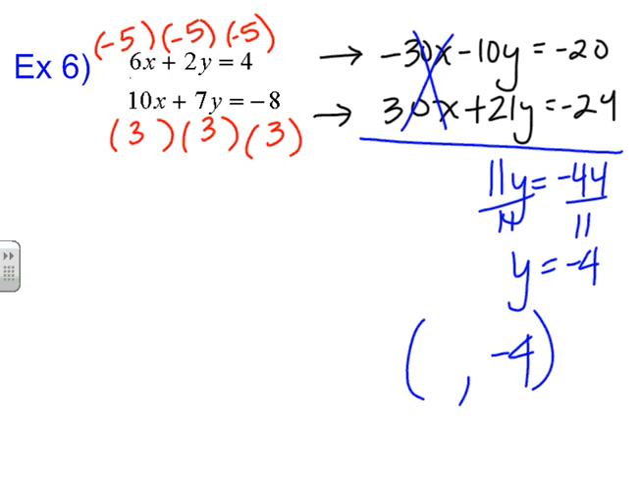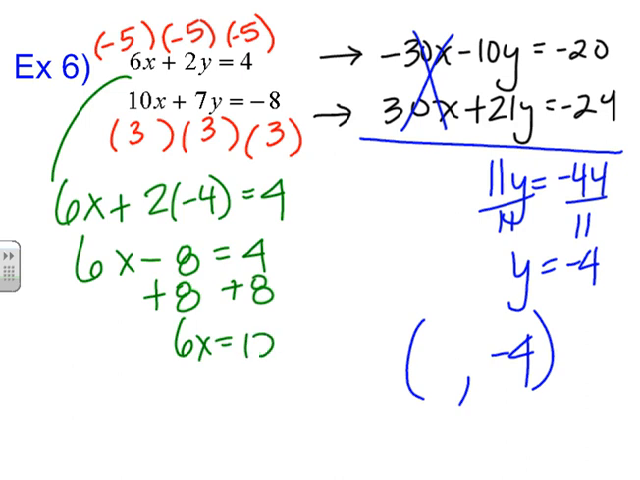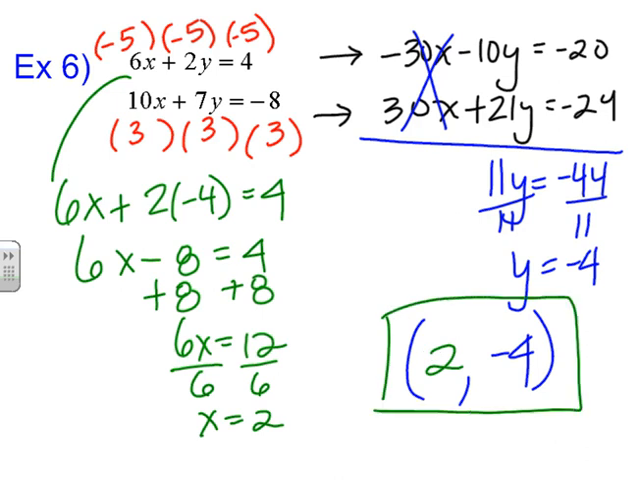Now we can go back to the equation. I'm going to take the top one, smaller numbers, no negatives, just makes things easier. 6x plus 2 times negative 4 equals 4. So I have 6x minus 8 equals 4, so I'm going to add 8 to both sides. I end up with 6x equals 12, and then divide both sides by 6 to find out that x equals 2. So our ordered pair where these two will cross is at 2, negative 4. Hopefully you've seen some examples of solving systems by elimination that can help you in learning this skill.